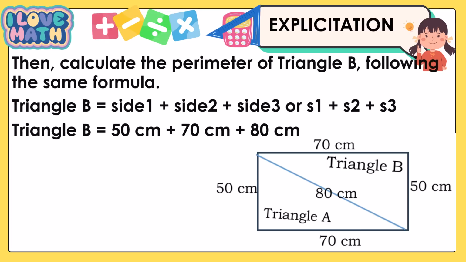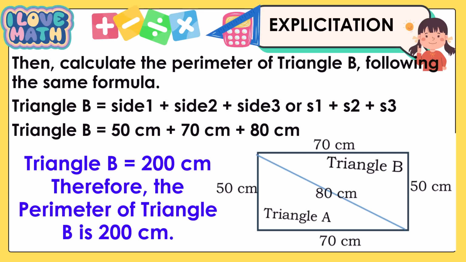Then, calculate the perimeter of triangle B following the same formula. Triangle B equals side 1 plus side 2 plus side 3 or S1 plus S2 plus S3. Triangle B equals 50 centimeters plus 70 centimeters plus 80 centimeters. Triangle B is equal to 200 centimeters. Therefore, the perimeter of triangle B is 200 centimeters.